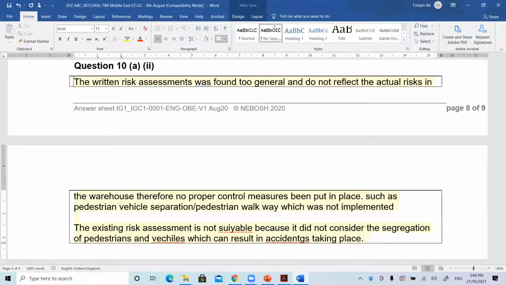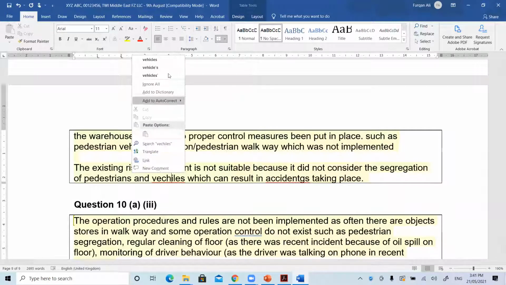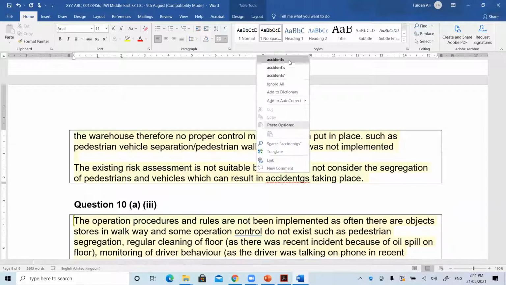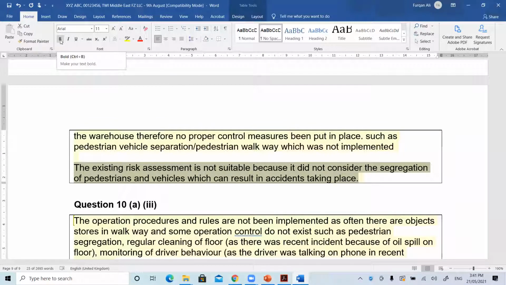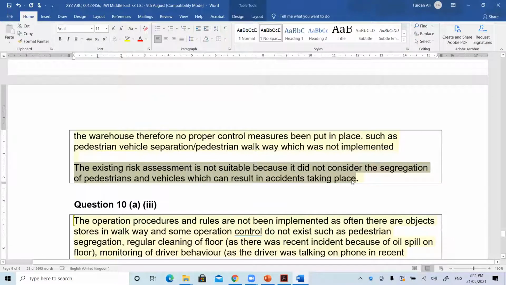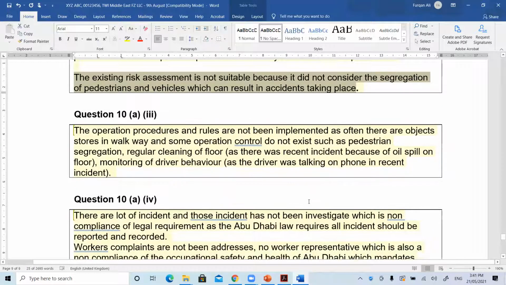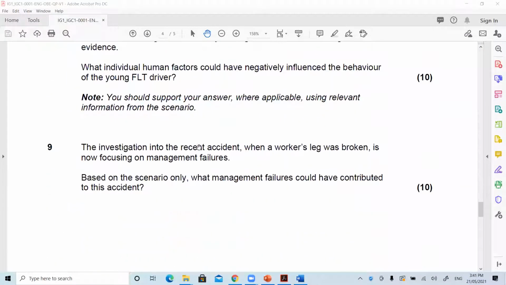So basically here you need to refer to element number 3, guys. In element number 3, we discussed suitable and sufficient risk assessment. A suitable and sufficient risk assessment is a risk assessment which identifies all the significant hazards and the significant controls. This control measure of segregation of pedestrians and vehicles is a significant control measure which should be in place. So the existing risk assessment is not suitable and sufficient because this control measure was not specified in there. Next question.